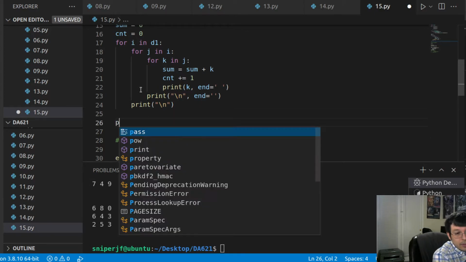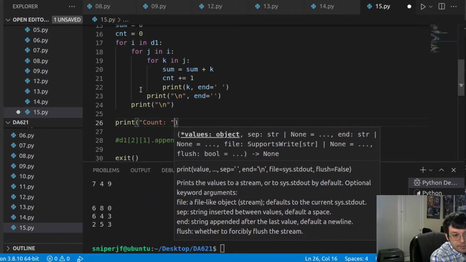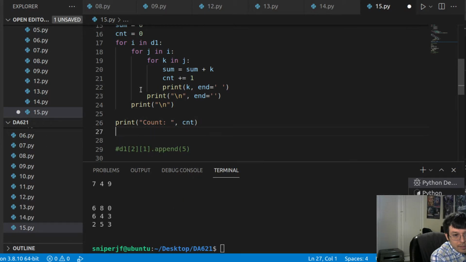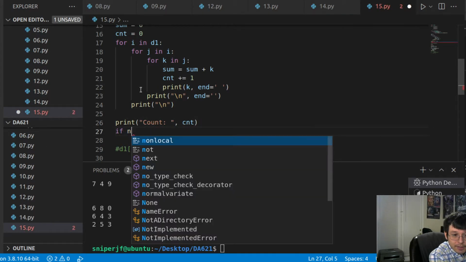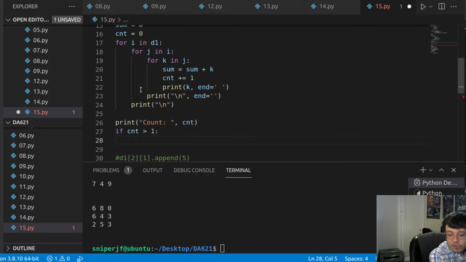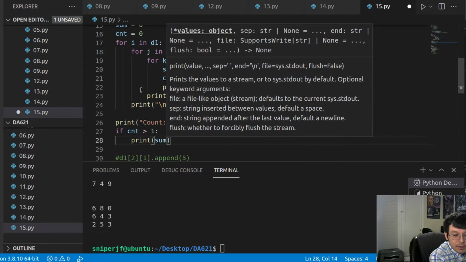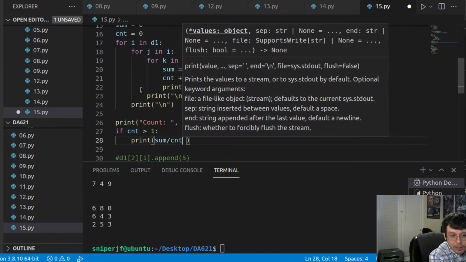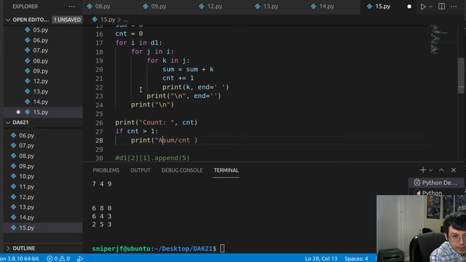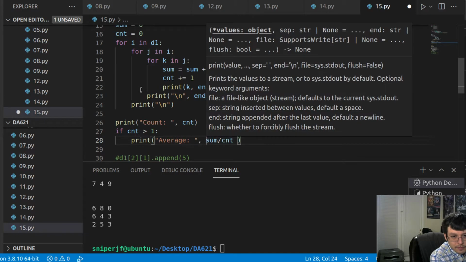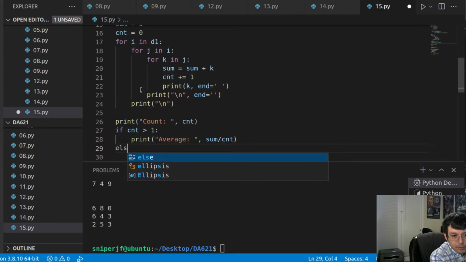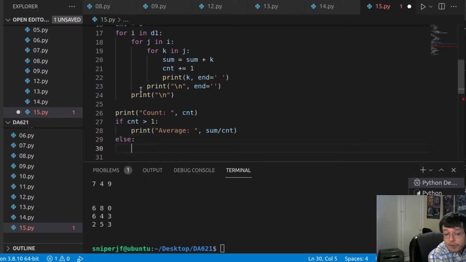So I can go ahead and just print out the count. And for the average, remember, we want to check to make sure that a count is greater than 1, because otherwise we're dividing by 0. So then you can go ahead and say print sum divided by count. So it does the math on the fly. And we want to just say average. Here, we'll spell it out. Otherwise, if it happens to be the division by 0, then no average available or something.